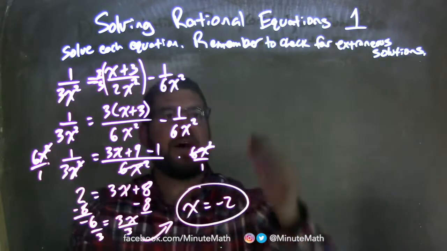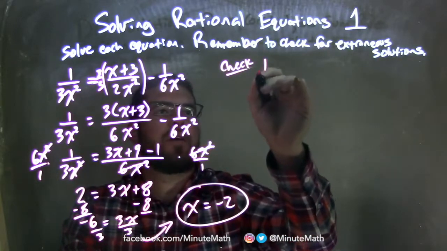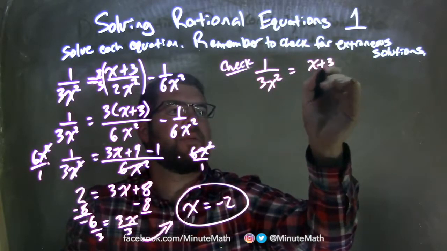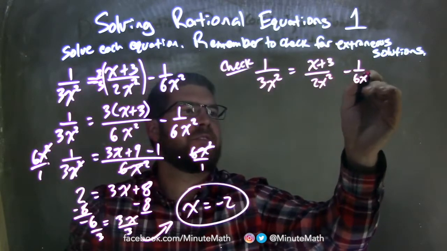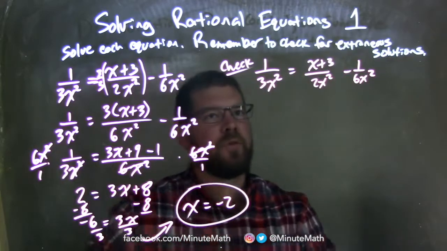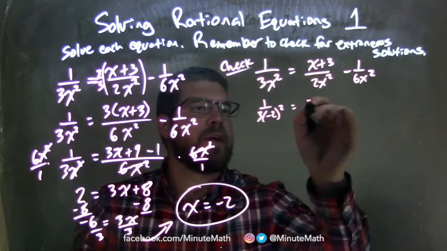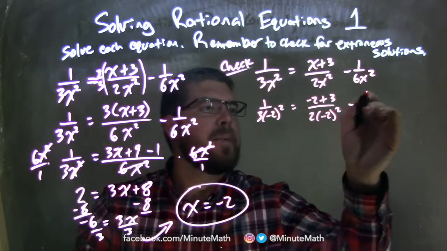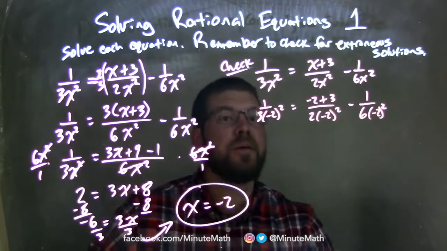So now we need to check that work, to see if we have an extraneous solution. So we rewrite our equation, 1 over 3x squared is equal to x plus 3 over 2x squared minus 1 over 6x squared. We plug negative 2 in for x, so we have 1 over 3 times negative 2 squared equals negative 2 plus 3 over 2 times negative 2 squared minus 1 over 6 times negative 2 squared. Okay, oof.